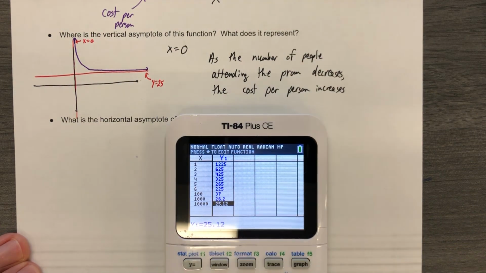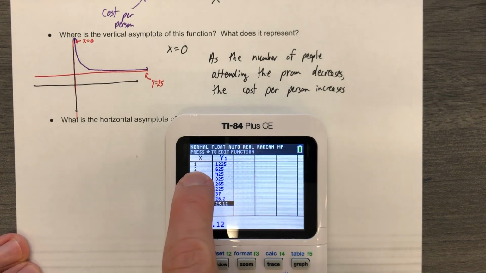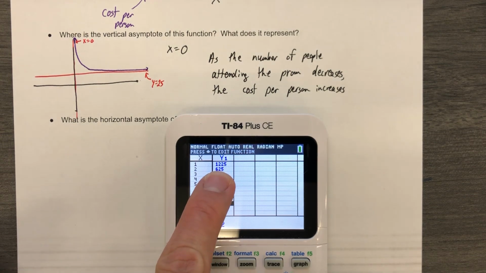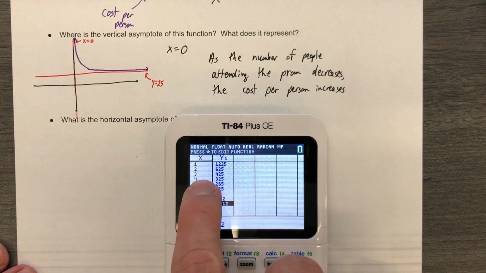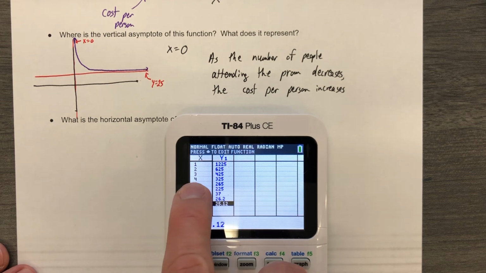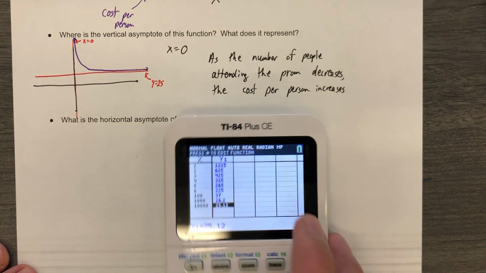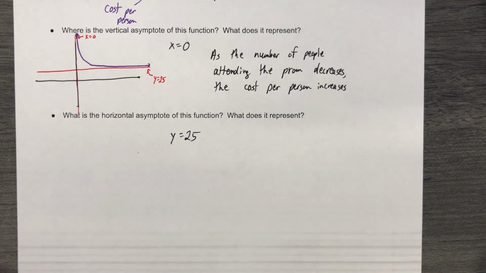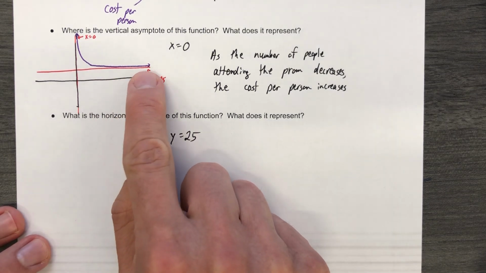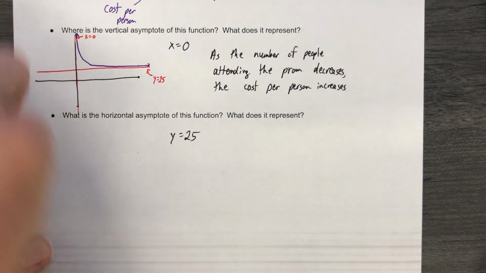And I've done this already. I've typed it in. One person shows up at the prom, you're going to have a cost of $1,225 per person. 2 people is $625. 3 people is $425. So the more you have, the lower it goes. How low does it go? Well, it's never going to cross this horizontal asymptote, and that is y equals 25.